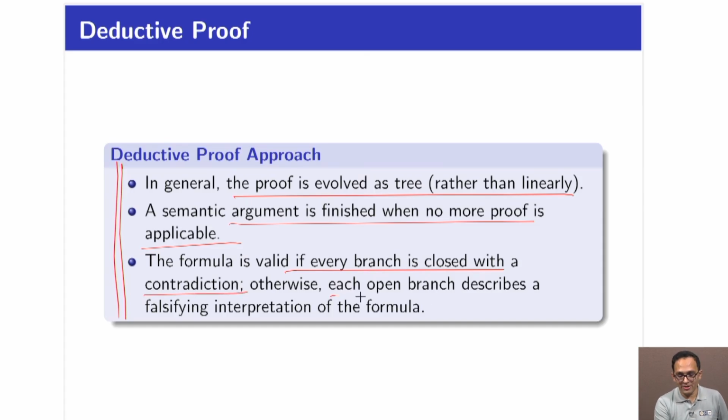But if there are some open branches, that means I cannot apply any further rule and I have not reached a contradiction. That means this is the branch through which I will get an interpretation. So, that is a falsifying interpretation. So, this is the overall proof approach, right. You can understand that, right.